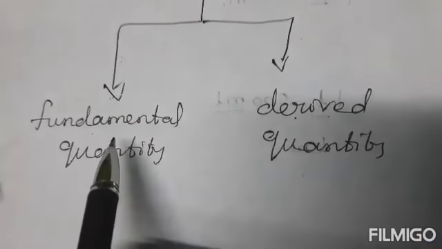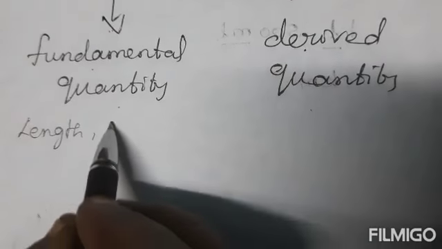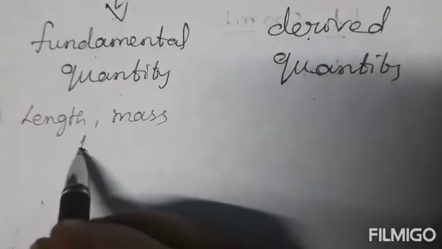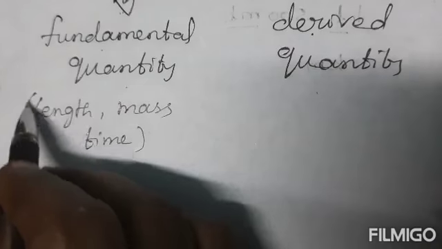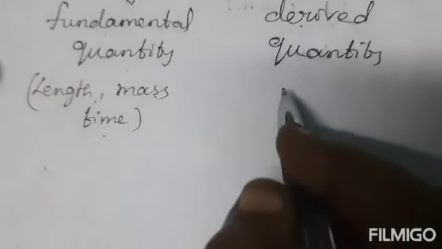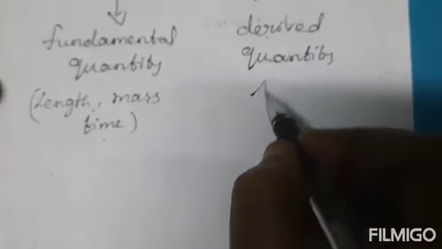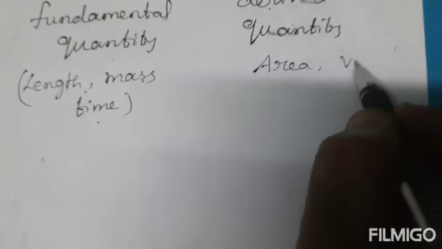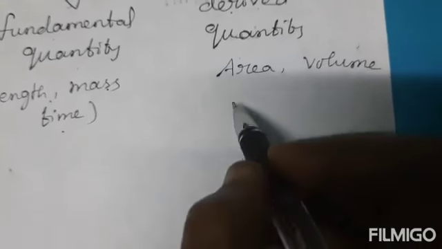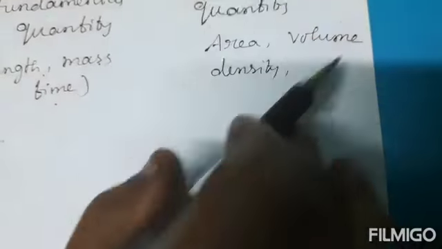So, first the example for fundamental quantities: length, mass, time. What's the example for derived quantities? That is area, volume, density, etc. Force, momentum, everything is a derived quantity.